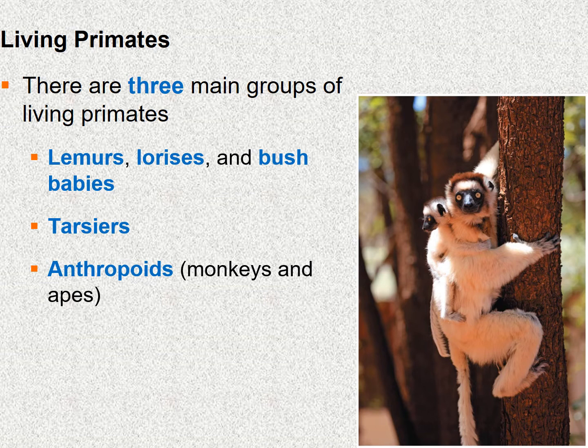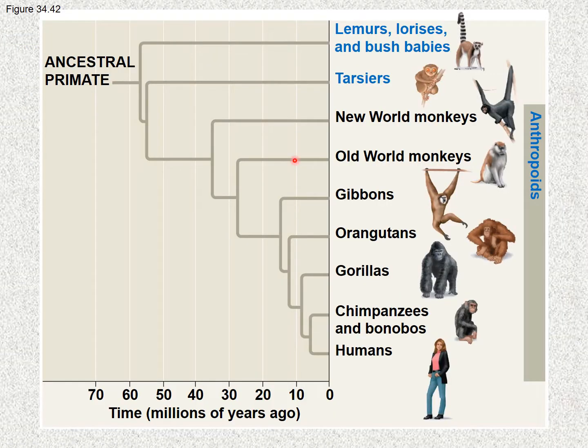Now let's look at the tree. Here we have the ancestral primate, which is thought to have arisen about 60 million years ago. The first to diverge, the basal group, is the group that includes the lemurs, lorises, and bush babies. Then next to diverge soon after that is the tarsiers, and the tarsiers diverge from the anthropoids.